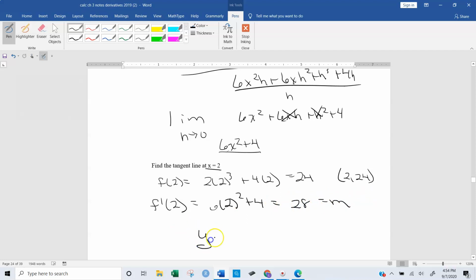Now your equation of a line: y minus 24 equals 28 times x minus 2. And you may solve further if you wish. I hope you did well.